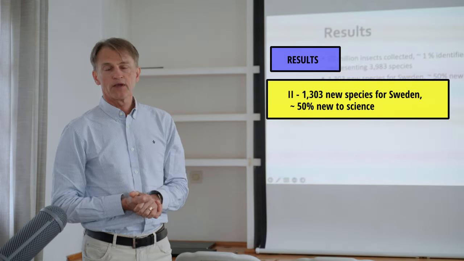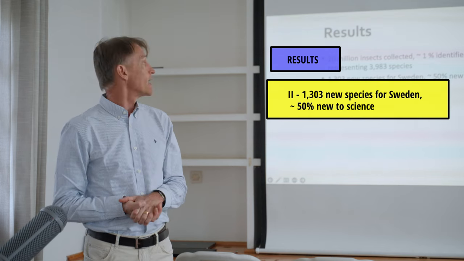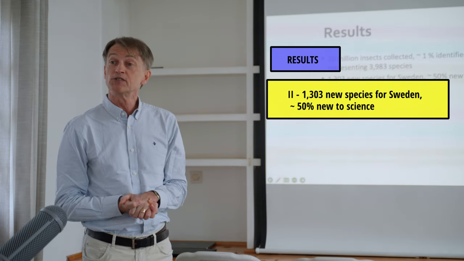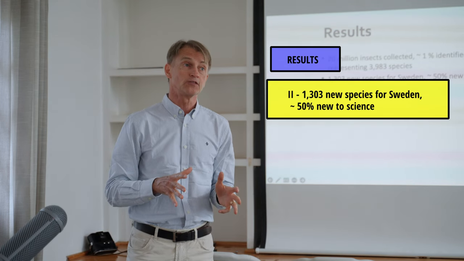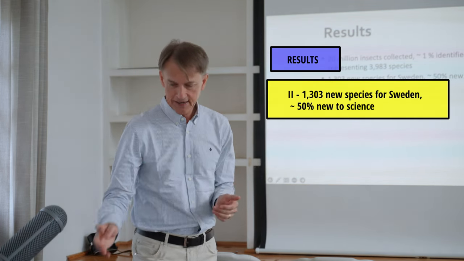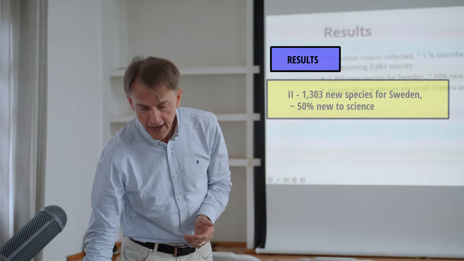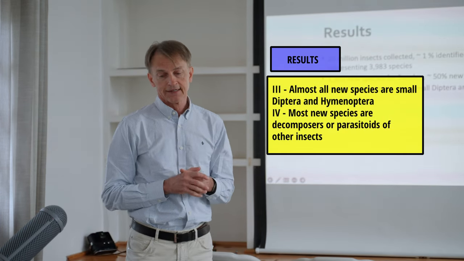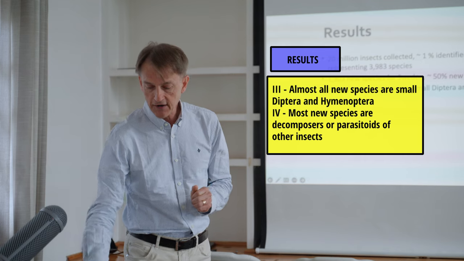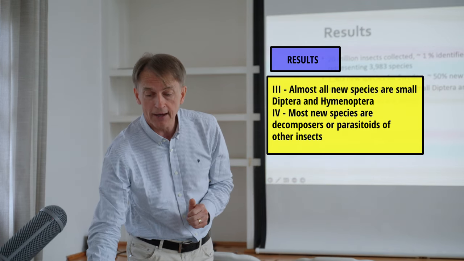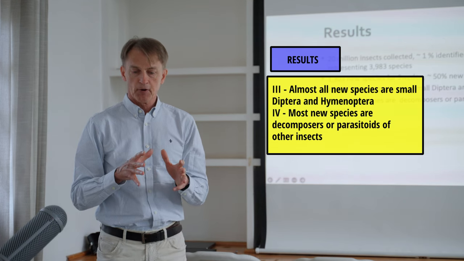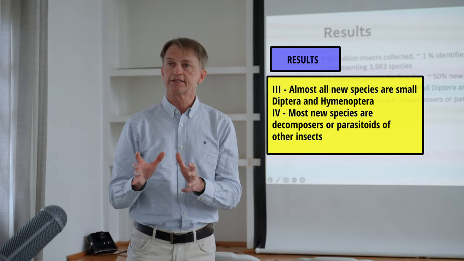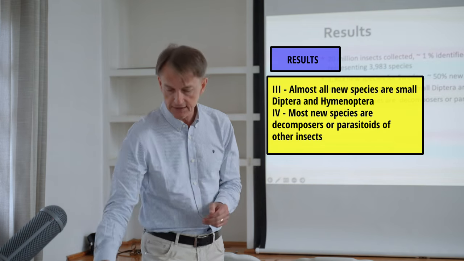And you see we find a lot of new things. 1,300 new species records for Sweden. About half of them are also new to science. Really surprising, even for us working with insects. Almost all of the new species are in these groups I talked about, Diptera and Hymenoptera. Most of them are decomposers or parasitoids of other insects, delivering essential ecosystem services.